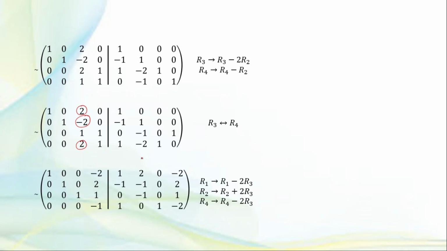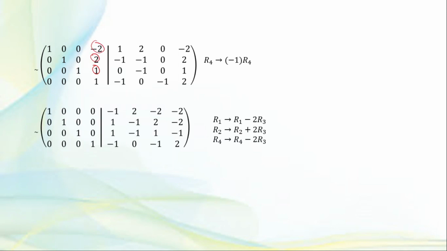This is our matrix. Here the last diagonal element is minus 1. Make it 1. The transformation is R4 changes to minus 1 into R4. Then our matrix will be like this. Next, we want to make these 3 elements zeros. So the transformation is like this. The matrix is like this.